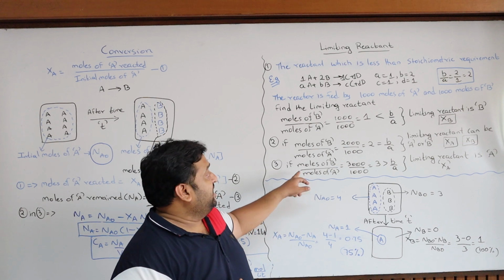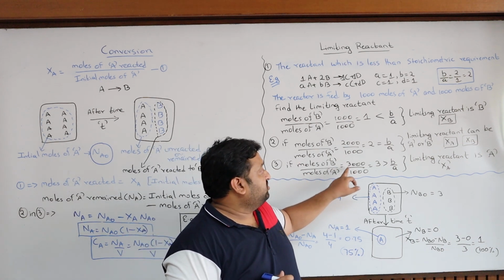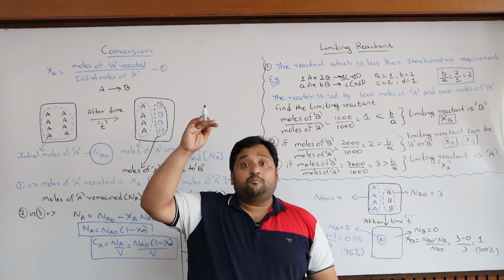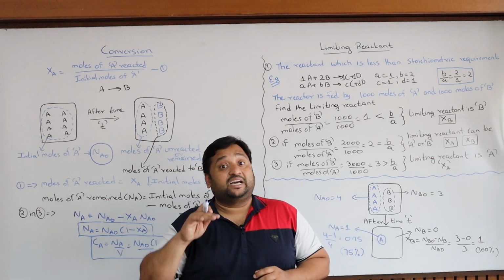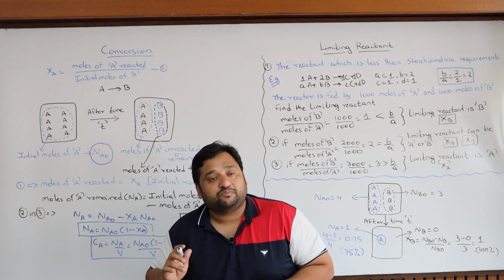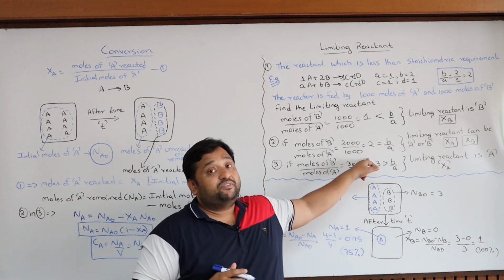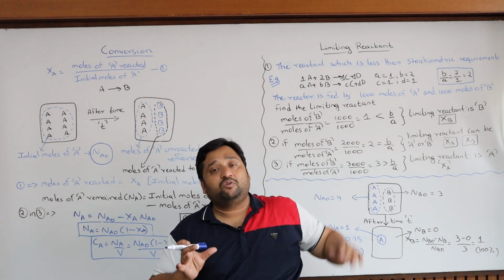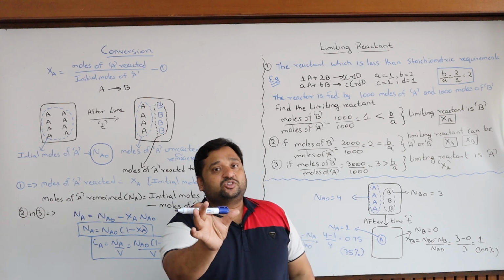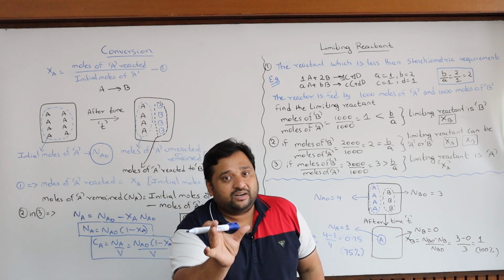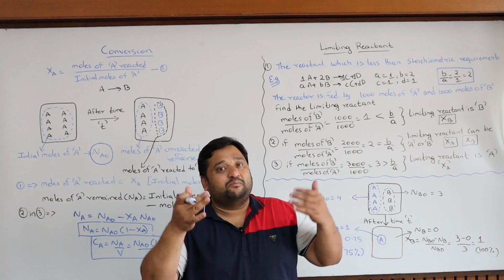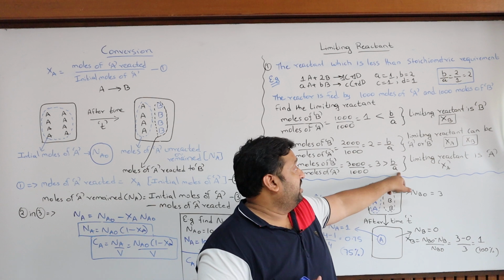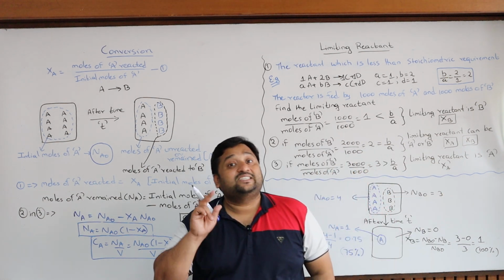And the third case, if moles of B by moles of A is 3000 by 1000, that means the amount of B is more compared to A, which is greater than the stoichiometric requirement ratio. In such cases, the one which is consumed first, the A molecule, will be consumed first, because B is in higher amount and A will be less. So A will disappear, that means react, earlier than B. So if 3 is greater than the stoichiometric amount of B by A, then the limiting reactant is A.